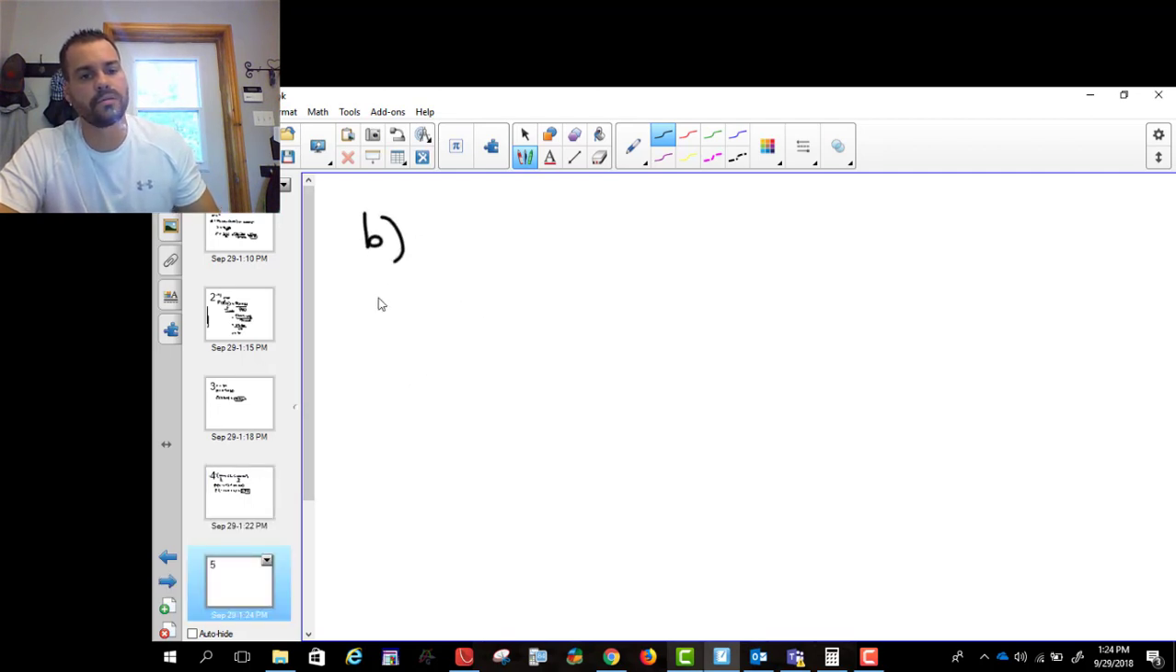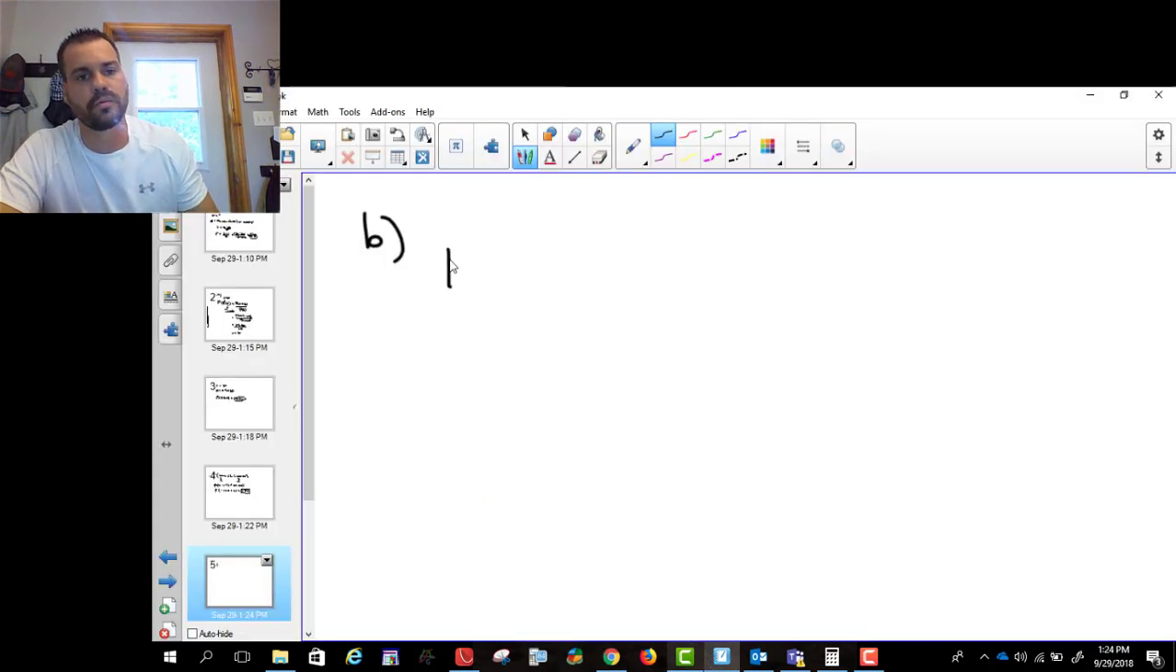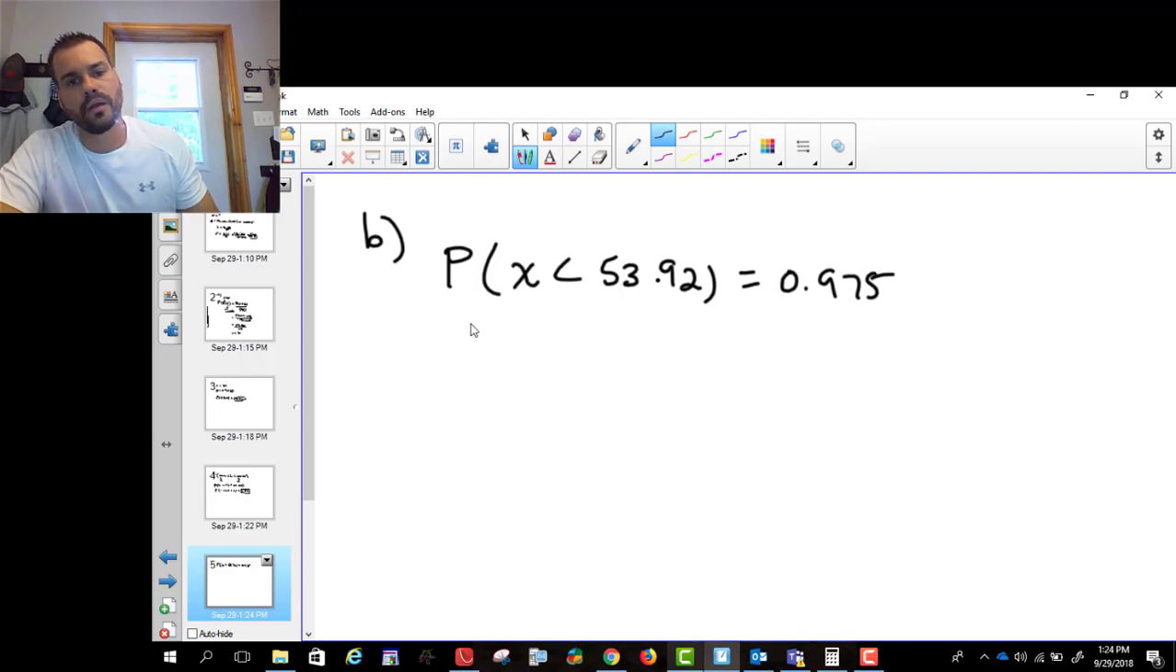For part B, we look back at the question. It says to find sigma if the probability that the length of the nail is less than 53.92 is 0.975. So the probability that X is less than 53.92 is 0.975. We also know that our mean is 50, and we need to know sigma. That's what we're looking for.